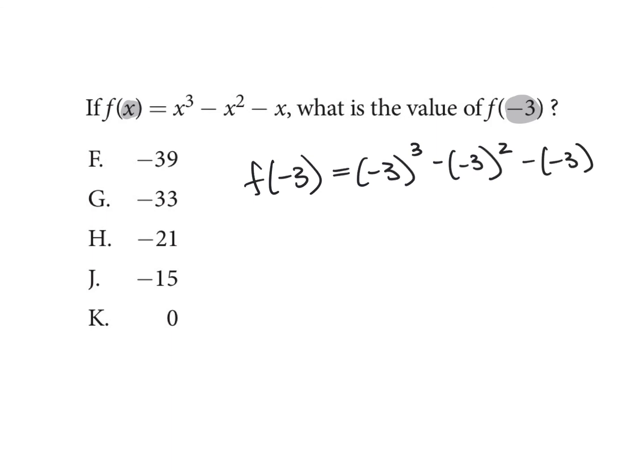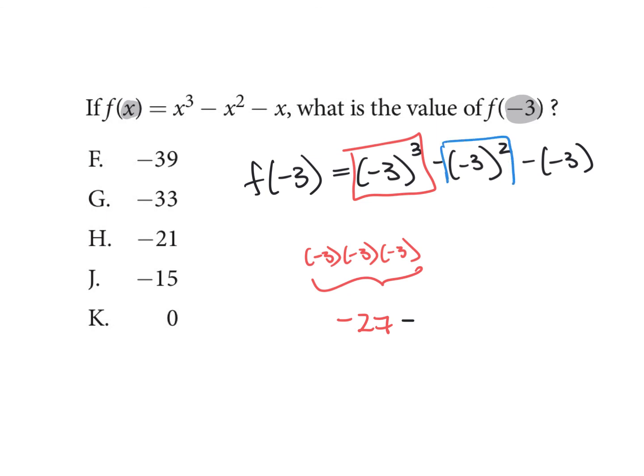Be careful with your negatives and parentheses. Negative 3, this right here, means negative 3 times negative 3 times negative 3. We have 1, 2, 3 of them. You're going to end up with a negative number, and it's going to be negative 27 minus this right here would get you positive 9, because negative 3 times negative 3 is 9. And then you would just have minus negative 3.